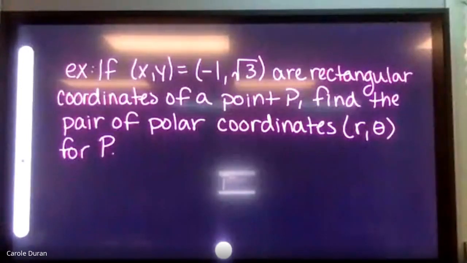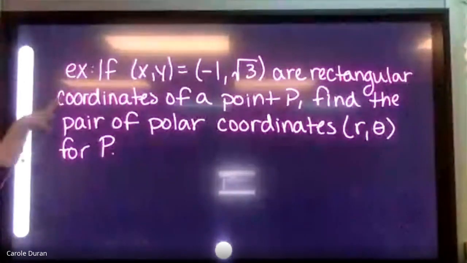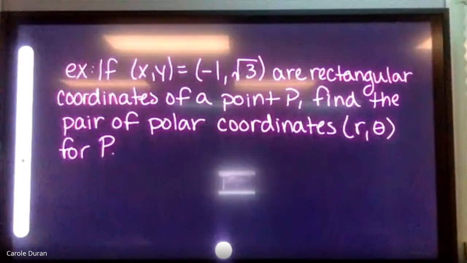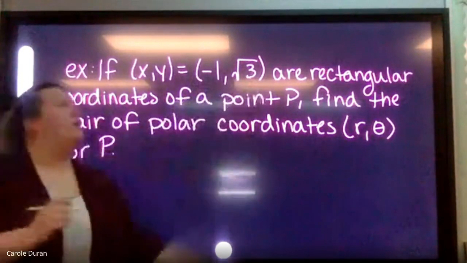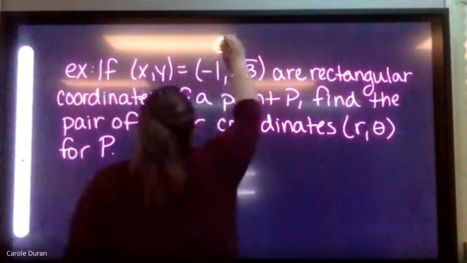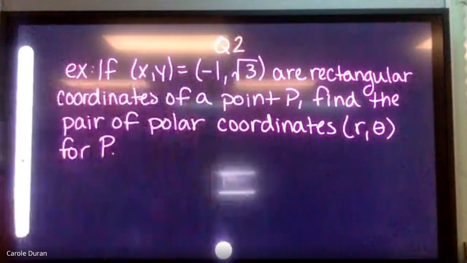The first thing I want to do when I'm presented with a problem like this is I need to figure out what quadrant my original point lies in. I need to figure out which quadrant my rectangular point -1 square root of 3 lies in on my rectangular coordinate system to figure out what the correct angle will be when I do the conversion. So what quadrant is that point in? 2, because from my origin, I went left and then I went up. So this is a quadrant 2 point. That is extremely important here.